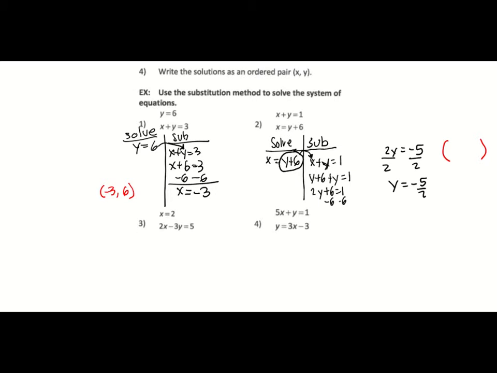So in order to figure out what my x is, I need to take my y and plug it back in to get my x value. So to do that, I'm going to have x is equal to, now y is -5/2 plus 6. And that gives me 7/2. Okay, now I can write my ordered pair. x is 7/2, y is -5/2.